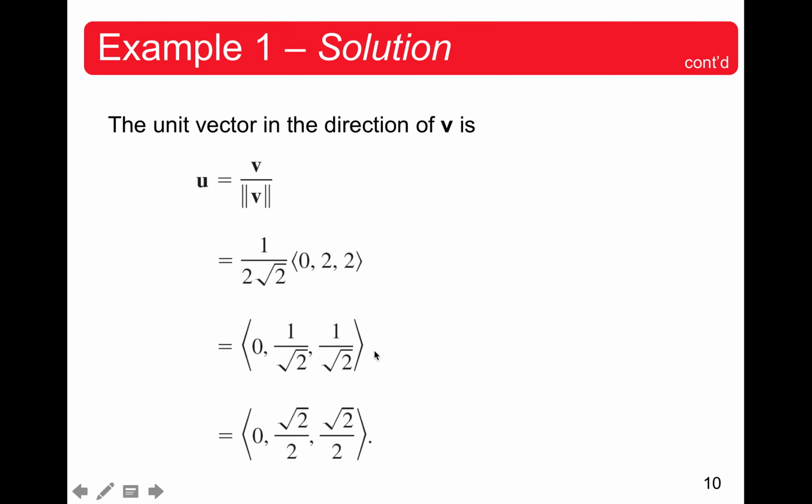So then if we simplify, we rationalize that denominator. We're going to multiply top and bottom by square root of 2. So we end up with 0, square root of 2 over 2, square root of 2 over 2. So that would be the unit vector in the direction of v.